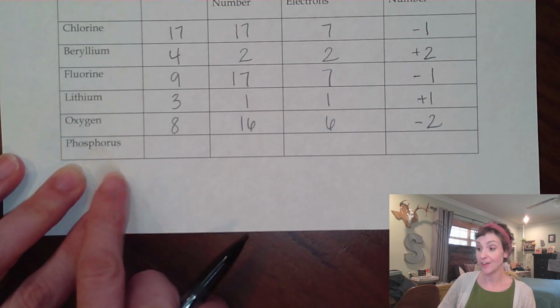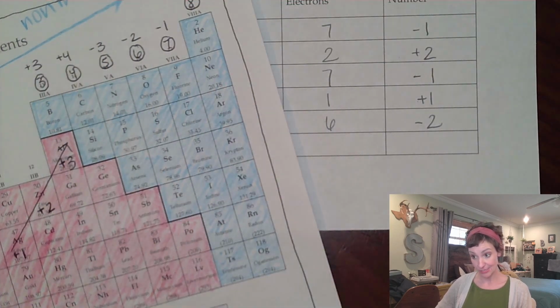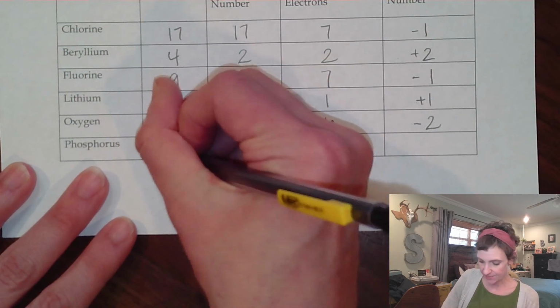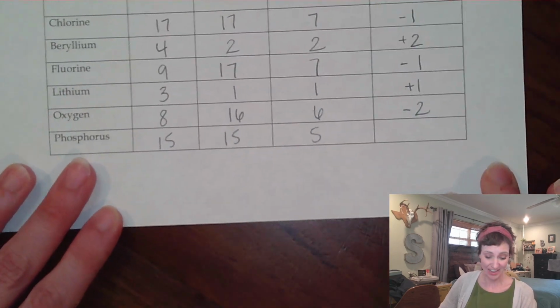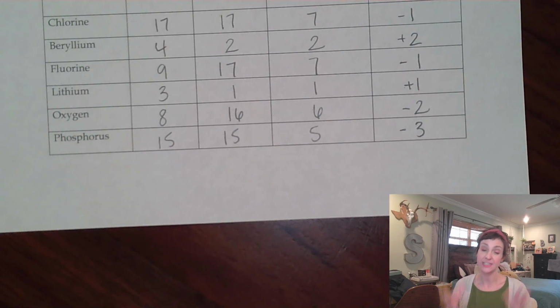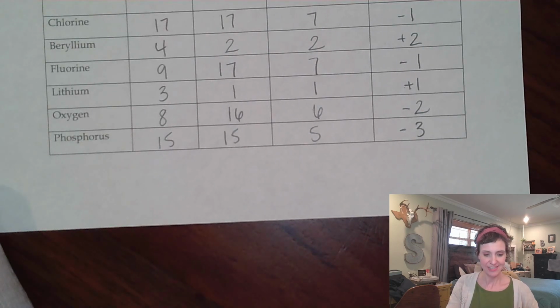And then finally, phosphorus is atomic number 15, and also happens to be in group 15, which is super exciting. So 15 in group 15. Everybody in group 15 has 5 valence electrons, which means they gain 3. So phosphorus and everybody in group 15 will form a -3 charged ion. So that was super fun.